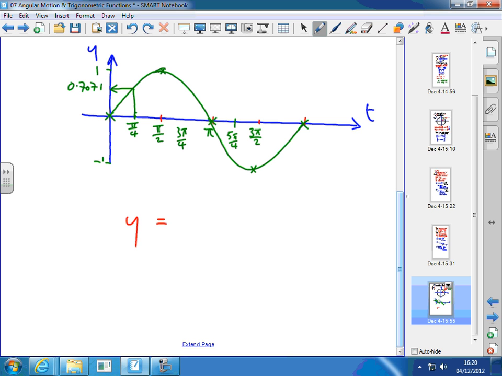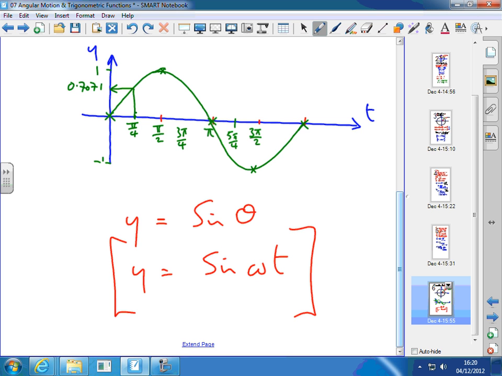Y, the value of y, is going to be the sine of theta. We've just worked that out, but theta is omega t, so therefore y equals sine omega t. Sine function. If I know the angular velocity, I multiply that by the time it's been rotating for, and that will give me the angle, making sure I'm in radians, and then the sine of that angle will give me the distance I've moved up the y-axis, which is often what I'm interested in. Okay.